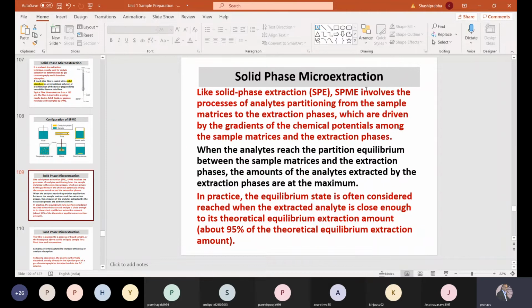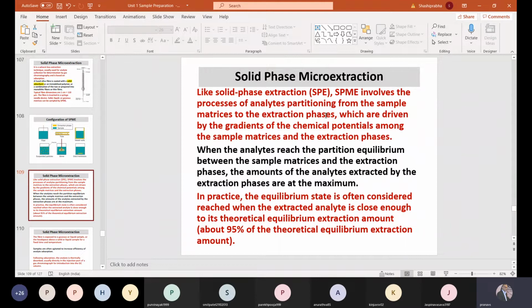Just like solid phase extraction, SPME involves partition from the sample matrix to the extraction phase. Again, there is partition from your sample phase to the extraction phase, and it is driven by gradients of the chemical potentials among the sample matrices and the extraction phase. See, there has to be a concentration gradient. जब concentration gradient होता है, एक जगह सब कुछ है, एक जगह कुछ नहीं है, तो जहां सब कुछ है वहां से जहां पे नहीं है वहां पे चला जाएगा.